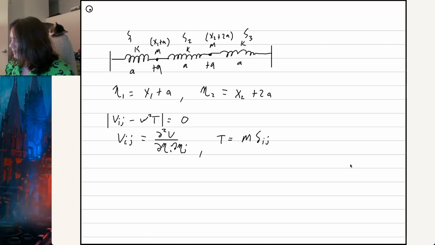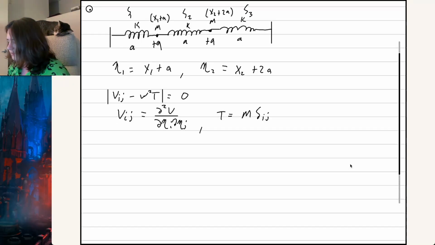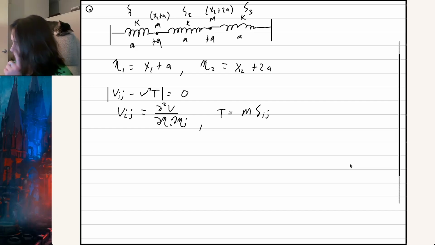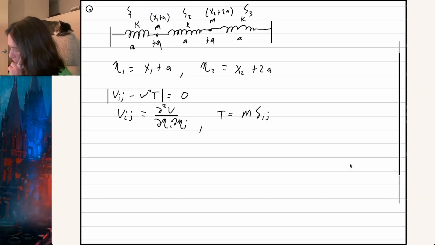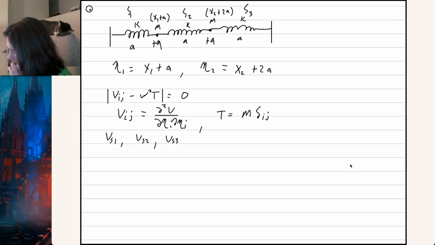Cool. So we need to find the potential. That's what the problem is, pretty much. We need to find the potential energy of this situation. There's going to be three spring potentials: one for the first spring, which I'm going to call VS1, and then one for VS2 and VS3. There's going to be an electric term because we have charged particles.